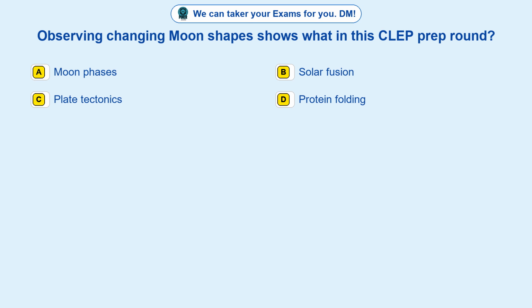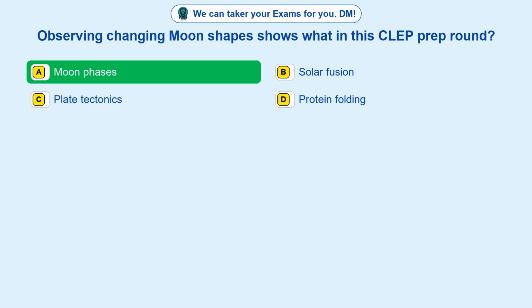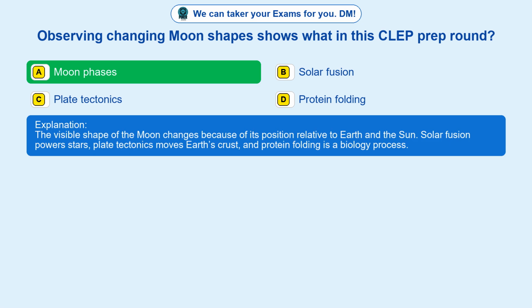Question 90. Observing changing moon shapes shows what in the CLEP prep round? Option A, moon phases. Option B, solar fusion. Option C, plate tectonics. Option D, protein folding. The correct answer is option A. Moon phases. The visible shape of the moon changes because of its position relative to Earth and the Sun. Solar fusion powers stars, plate tectonics moves Earth's crust, and protein folding is a biology process.